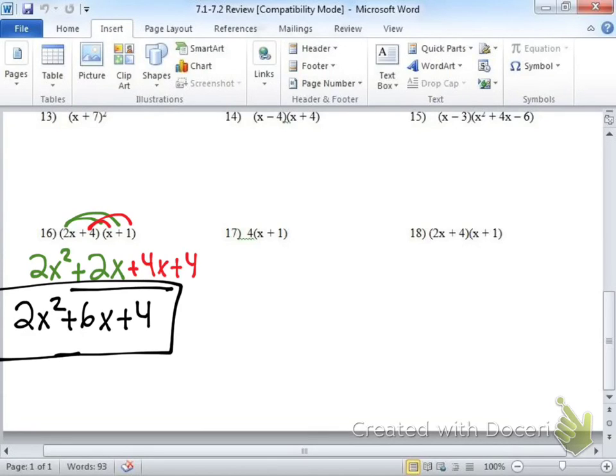Alright, number 17, we have a monomial times a binomial. That means you only have to distribute once. So 4 times x is 4x, and 4 times 1 is 4.